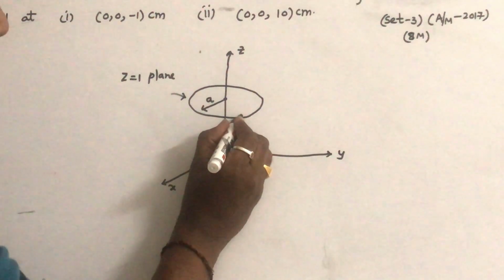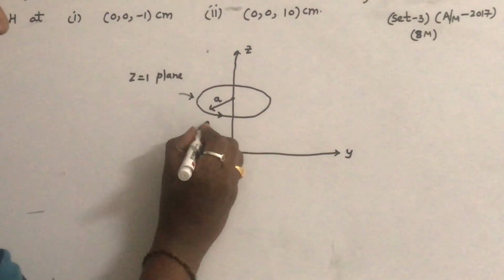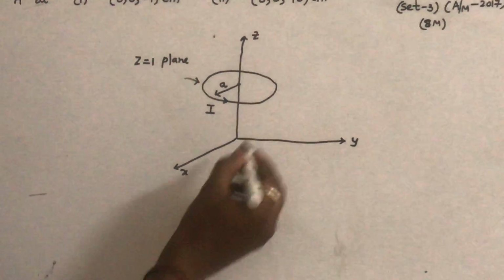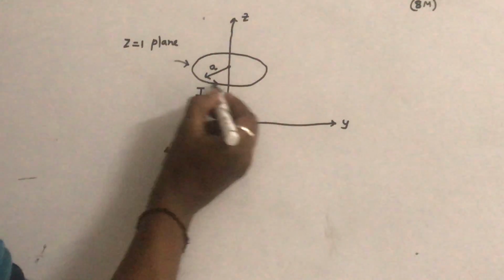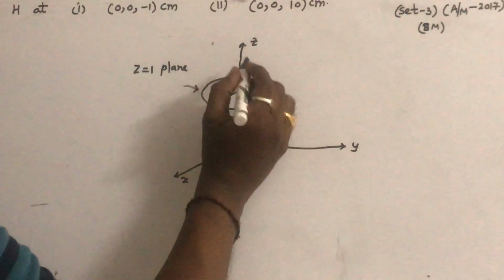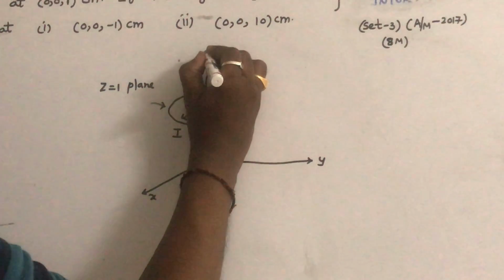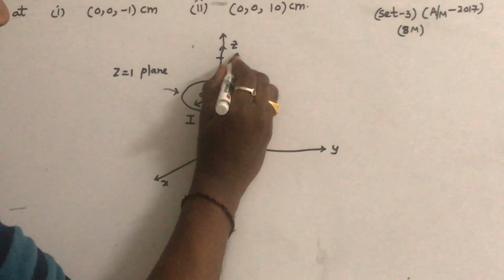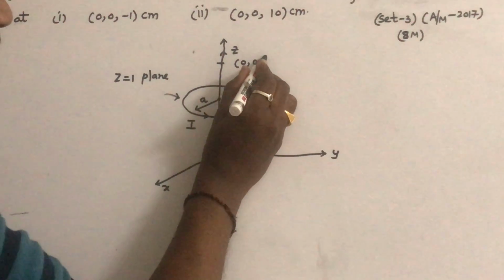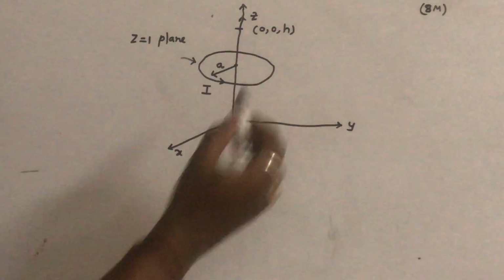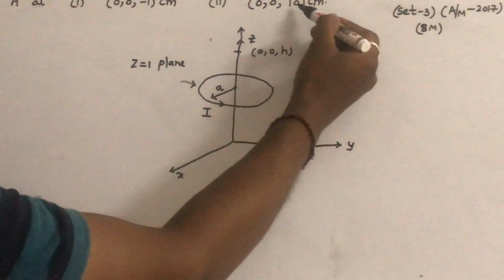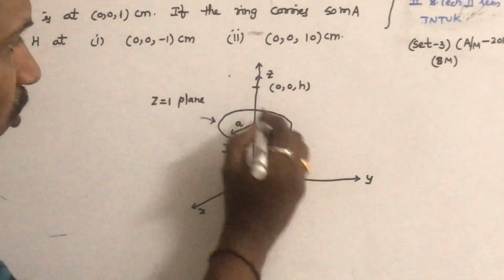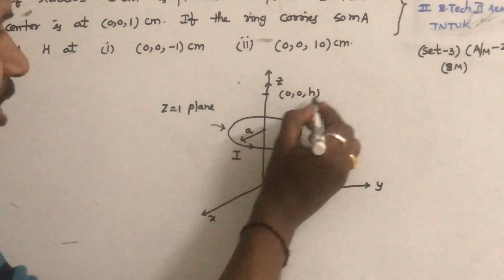So this ring is carrying a current. Let us call this current I. Because of the current flowing through this ring in the a phi direction, a magnetic field is generated. We want to find out the magnetic field intensity at any point (0, 0, h). Later we substitute h equal to minus 1 and h equal to 10. Generally we derive it for height h. So we want to find the magnetic field intensity at (0, 0, h).